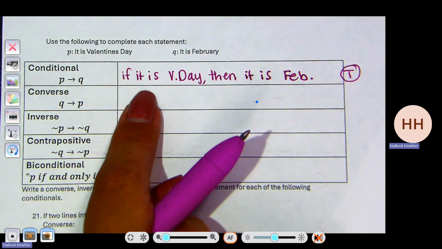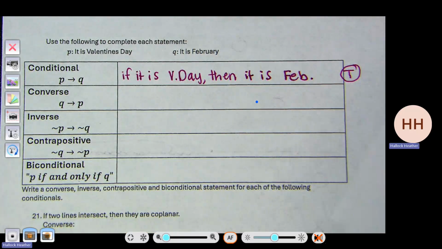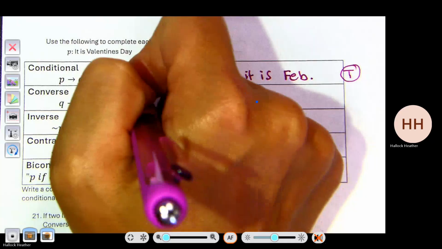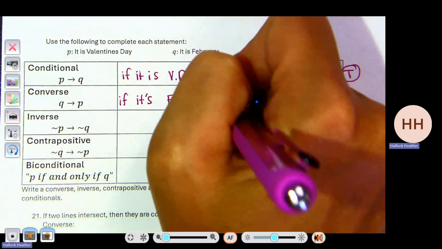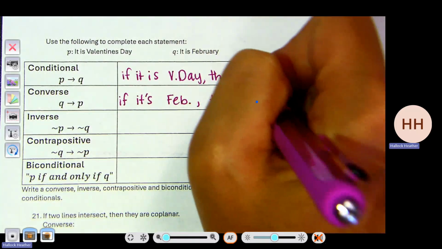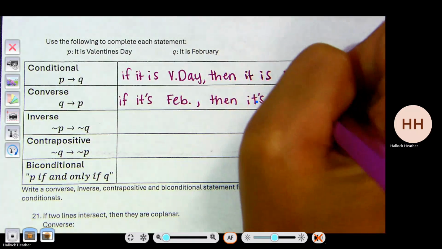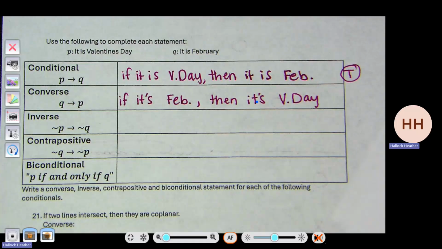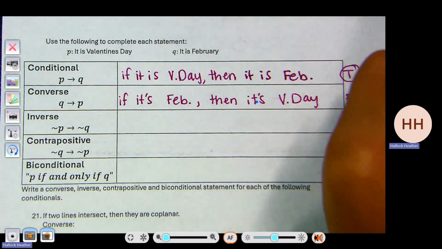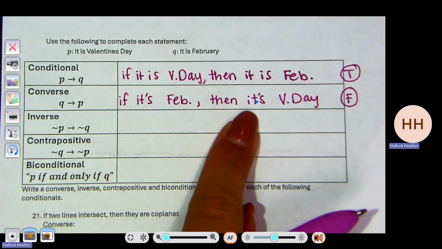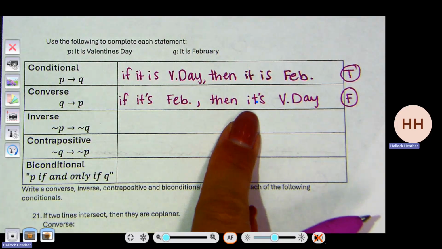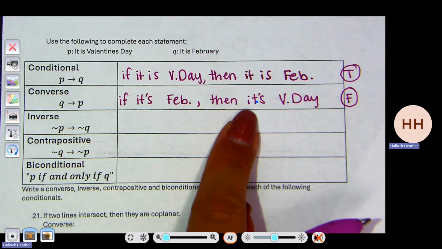So what's my new sentence? Perfect. So if it's February, then it is V-Day. So if it is February, then it's Valentine's Day. Is that true or is that false? That's false. Why is it false? Oh, because Valentine's Day isn't every day in February. It's Valentine's Day season, but it's not Valentine's Day every single day. Because we have other days in February.